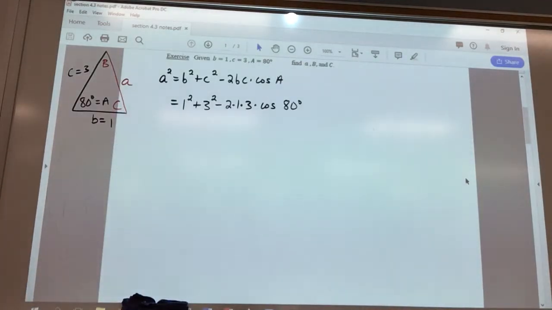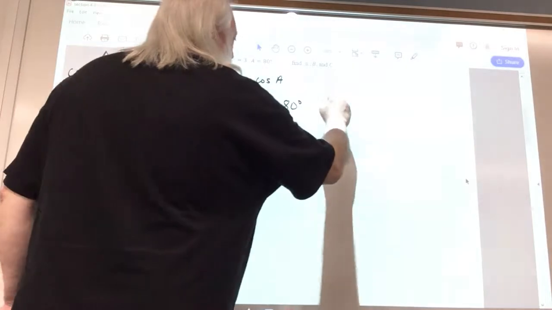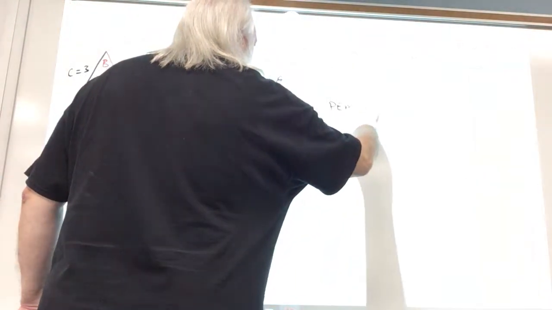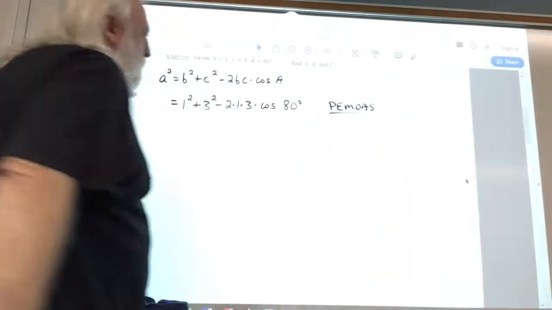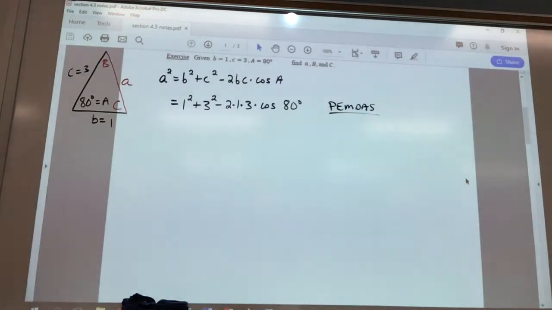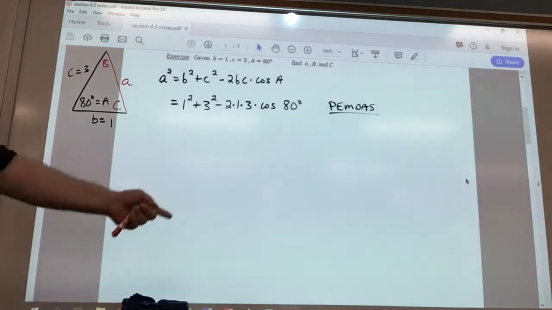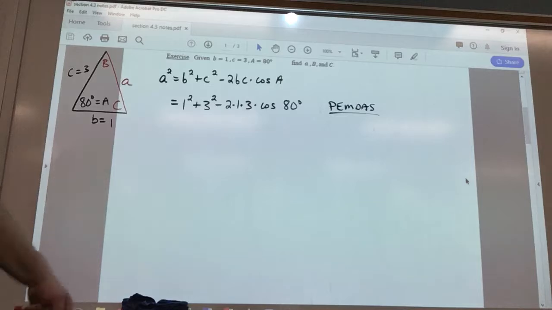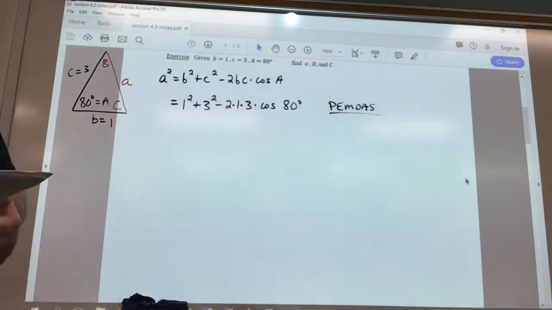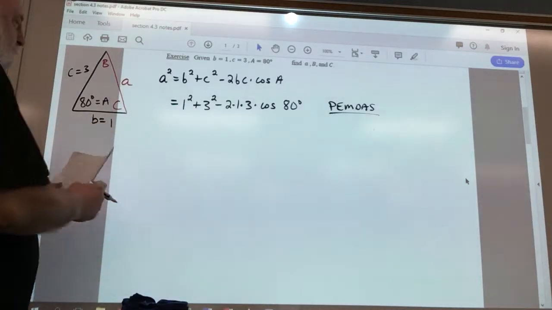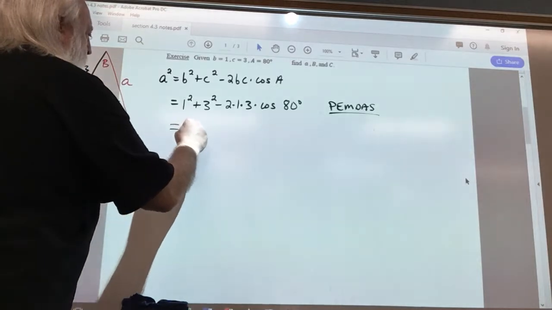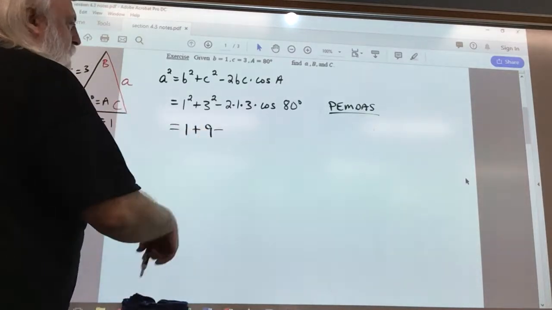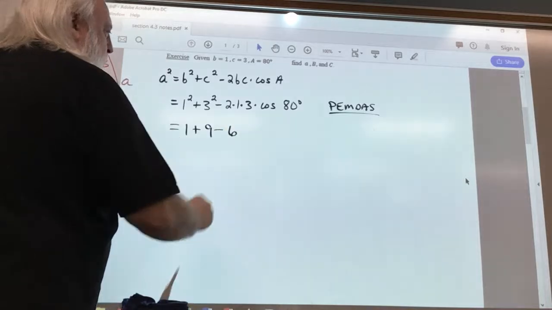Now when we simplify the right-hand side, we have to follow the order of operations, PEMDAS. So we do the exponentiation, then the multiplication, and then the addition and the subtraction. Well, 1 squared is 1, 3 squared is 9, and 2 times 1 times 3 is 6.